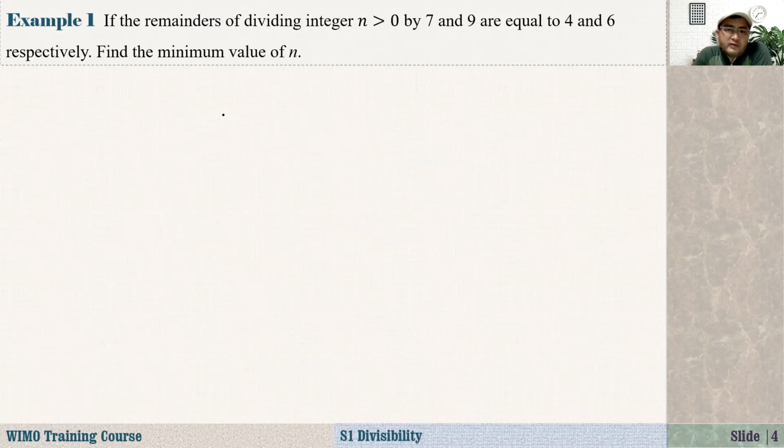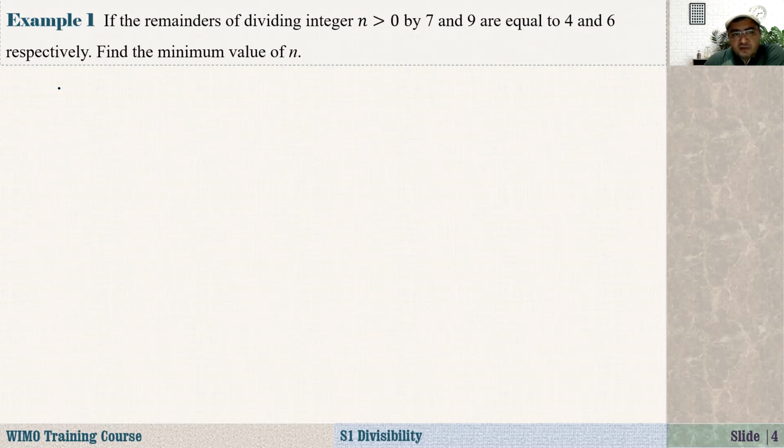If the remainders of dividing an integer n, which is non-negative, by 7 and 9 are equal to 4 and 6 respectively, find the minimum value of n. Okay, so this says that if the remainders of dividing integer n, which is non-negative, by 7 and 9 are equal to 4 and 6 respectively.